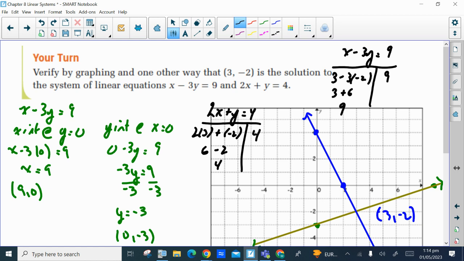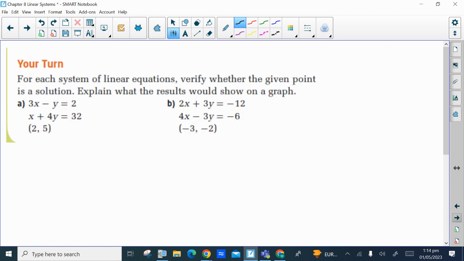So there's our 2 ways. We checked it by actually graphing it, and then we checked it by verifying that that point does satisfy both equations. And so then that's what you do for these ones. To verify whether the given point is a solution, it has to be the point that satisfies both equations.